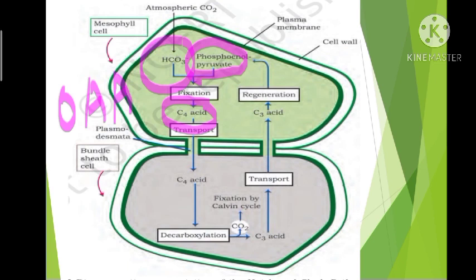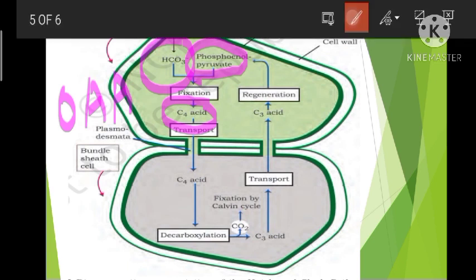Now these acids are transported to the bundle sheath cells. So here that C4 acid, that is the malic acid or aspartic acid, is reaching the bundle sheath cell. Now what happens in the bundle sheath cell? The malic acid is decarboxylated into pyruvate and carbon dioxide in the bundle sheath cell.